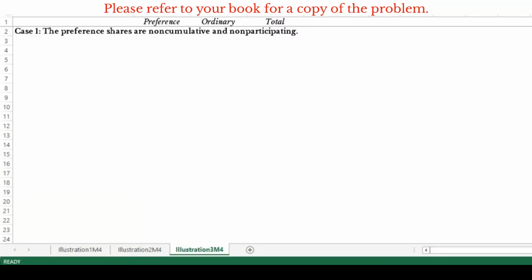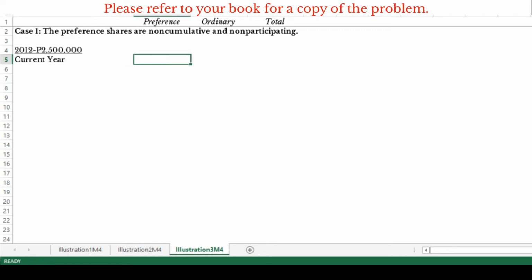Okay, let's start with our illustration 3. So, first case is that preference shares are non-cumulative and non-participating. So, dahil non-cumulative siya, hindi natin kailangan bayaran yung dividends in arrears which is for 2 years. 'Di ba? So, for 2012, automatically magsa-start na tayo sa current year dividend. So, magkano yung dineclare ng 2012? So, that's 2.5 million. Okay, so let's start with the current year kasi hindi nga natin kailangan bayaran yung arrears, di ba? So, current year.